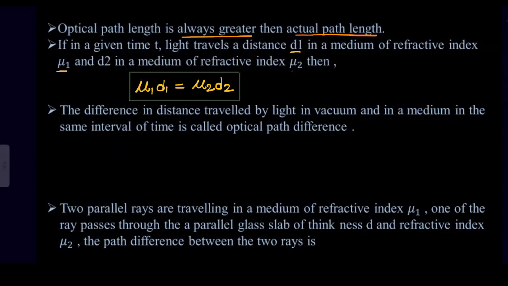Optical path in the first medium is how much? Mu1 d1. Optical path in the second medium is how much? Mu2 d2. Those both must be equal, since it is the same time. Mu1 d1 equal to mu2 d2.